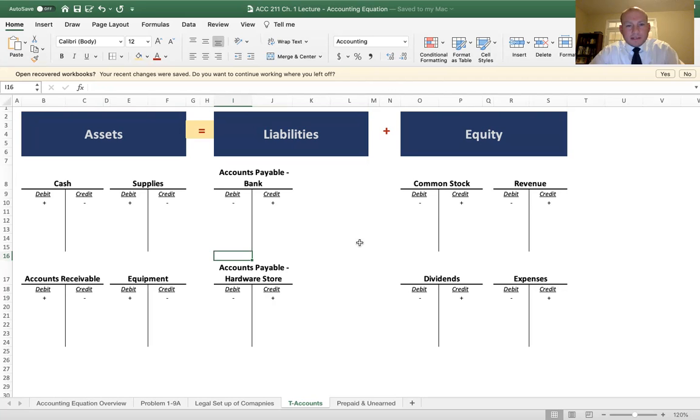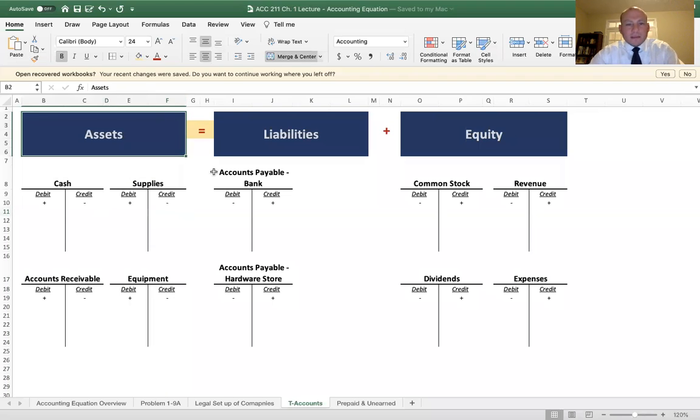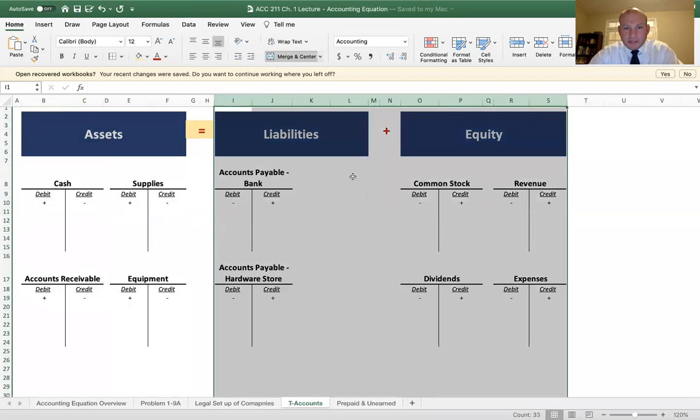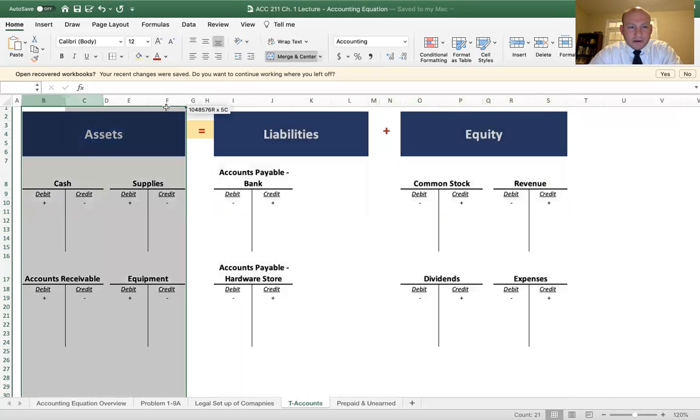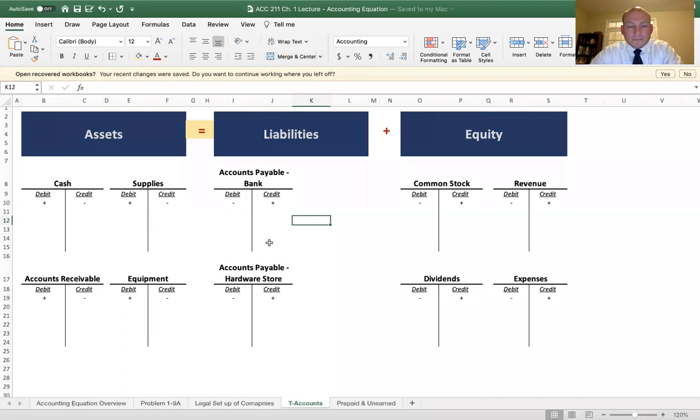So assets are increased with debit. And if you look at the equal sign here, on the opposite side of the equal sign, it's the reverse. So liabilities and equity are increased with credit and decreased with debit. Assets are increased with debit and decreased with credit. Okay, so let's go over some examples.